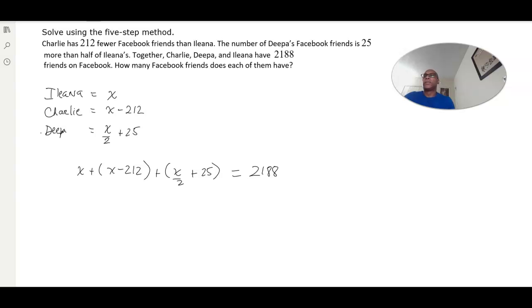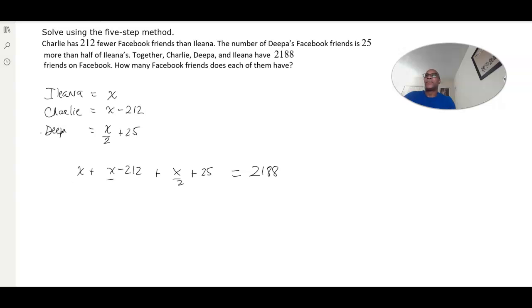All right, so we need to combine like terms. I'm just going to drop those parentheses here. And we want to add those x variables, combining the like terms. So here you have x and x over 2.